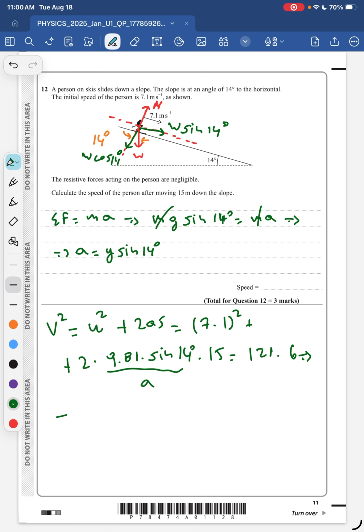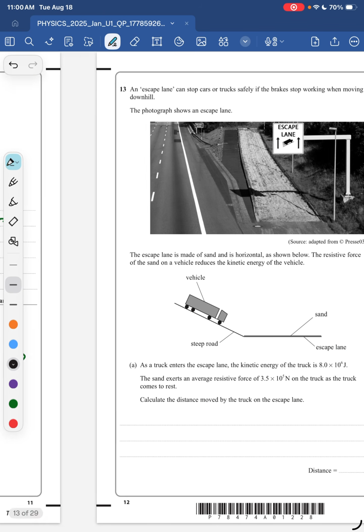121.6. So we need to take the square root. So v is 11.03, which is about 11 meters per second, which is the answer. Okay, straightforward, I believe. But as long as you choose the correct Suvat equation, because that simplifies this problem enormously. Okay, let's move on to the next question.